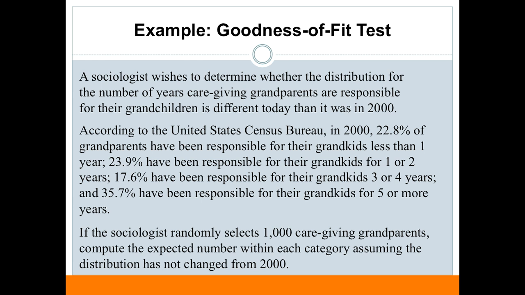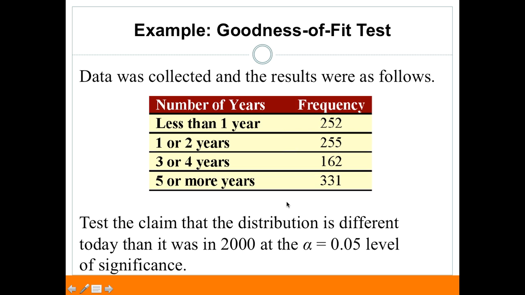So we're going to look back at this example with our caregiving grandparents. I'm not going to read through this whole thing again, but the basic idea is that in the year 2000, these were the probabilities that we obtained, the percentages in each of these categories. Now, the sociologist randomly selects 1,000 caregiving grandparents to see if the distribution has changed since 2000. They collected data from 1,000 caregiving grandparents, and these were the actual frequencies they obtained. This is what was actually observed.